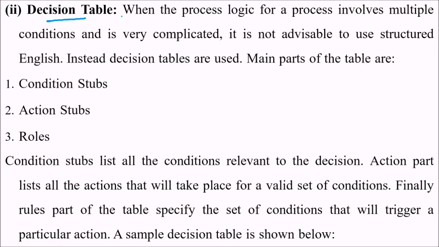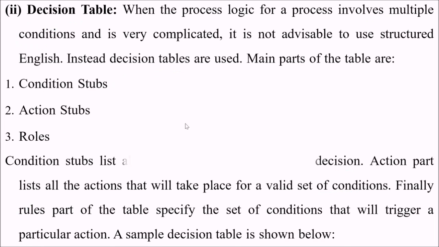Then we come to the decision table. When the process logic for a process involves multiple conditions, it is very complicated, so it is not advisable to use structured English. Instead, you use a decision table. The main parts of the table are condition stubs, action stubs, and rules. Condition stubs list all the conditions relevant to the decision, and the action part lists all the actions that will take place for a valid set of conditions. Finally, the rules part of the table specifies the set of conditions that will trigger a particular action.